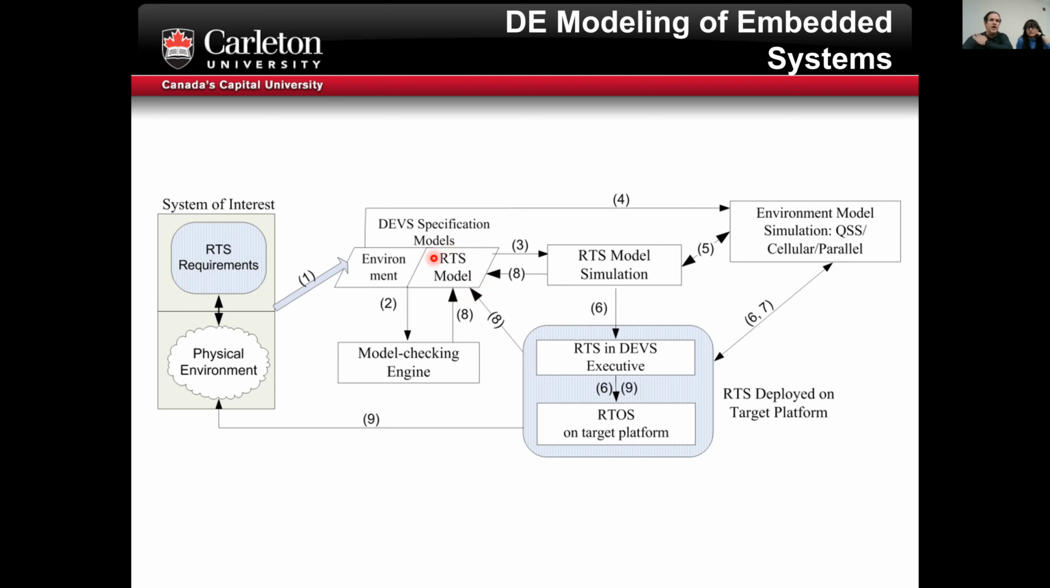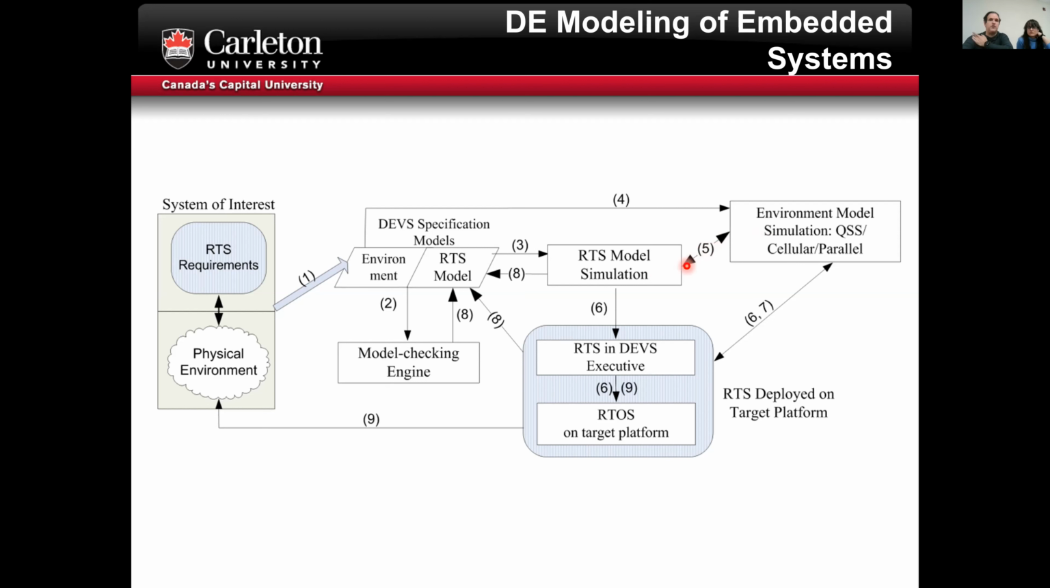Now, as this is a DEVS model, and this is also a DEVS model, we can conduct simulation experimentation. This is where the digital twin starts showing up, right? Because we can get an environment model, and it's a formal model that can be simulated. There are different techniques for this: quantized state systems, cellular models. They can run in a single processor or in parallel for high efficiency. And we can integrate the real-time controller and the environment model and run simulations of both together, okay?